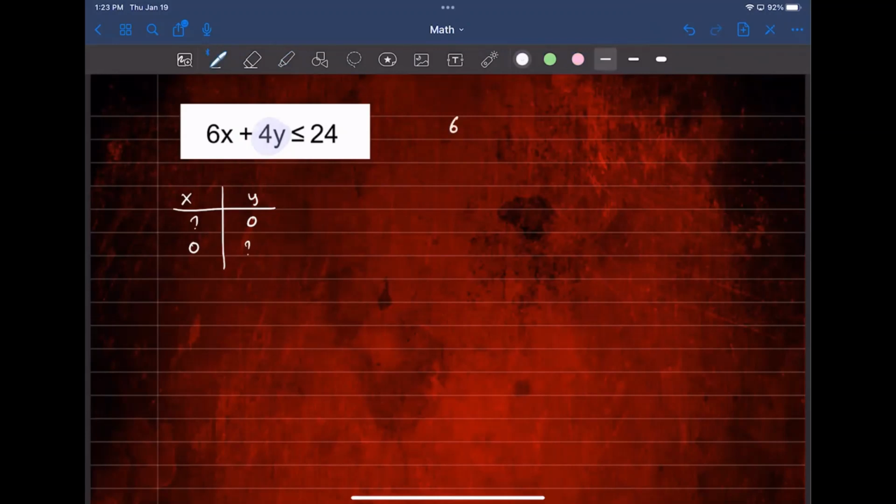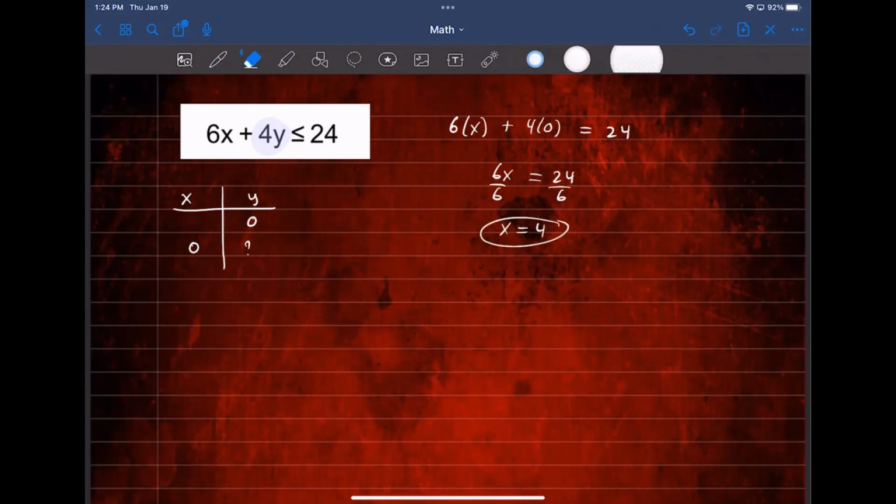So you'll have 6 times x plus 4 times 0 less than or, let's use an equal sign because it doesn't really matter. The inequality just tells us which direction we shade in. This is equal to 24. So this would be 6x is equal to 24. Divide both sides by 6. So that will give you x is equal to 4. So the x-intercept is 4.